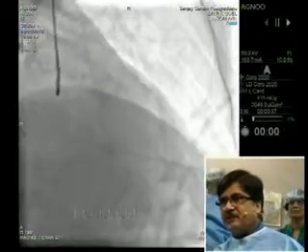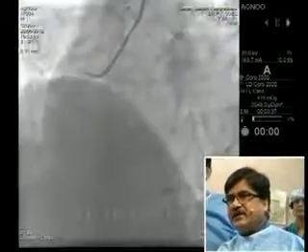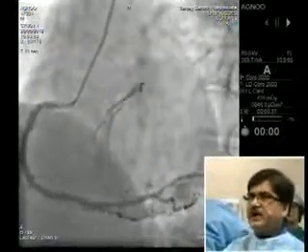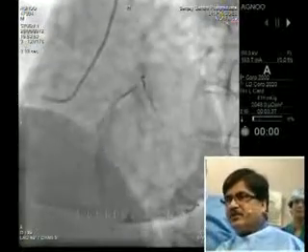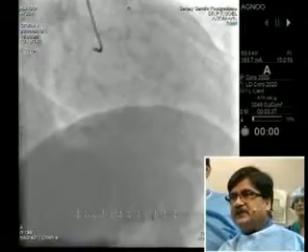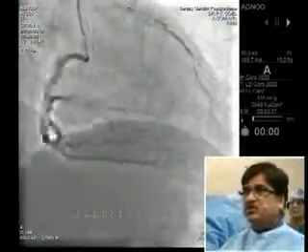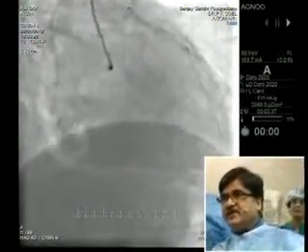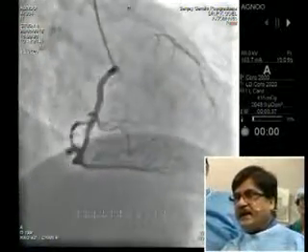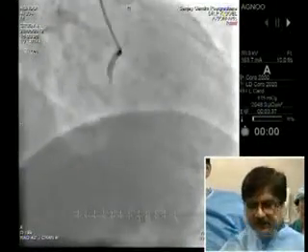Next. And can we see the right now? So that's a big right, which is normal, and you have very strong collaterals to the left system. Can we see the RAO view, please? All right. So that's the patient. He presented to us in May sometime, and that was the angiogram, and then he came again about last week, so we thought we could do him. So today he's on the table.